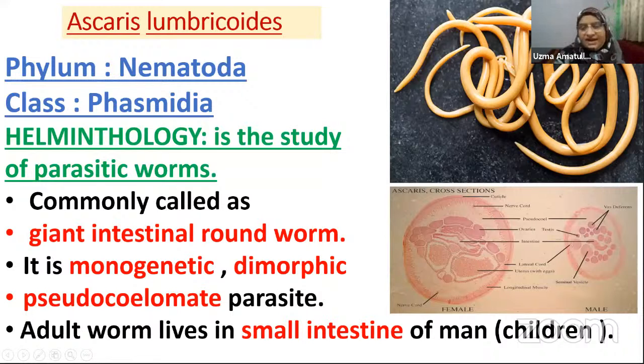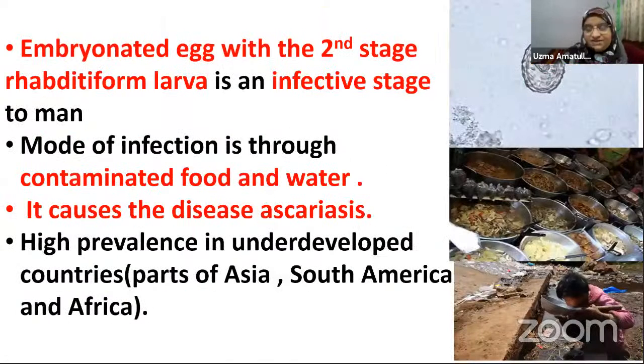Next, the embryonated eggs, which are the infective stage to man. Second stage, rhabditiform larva is an infective stage. Remember this important point. The mode of infection is through contaminated food and water. Now, where it is seen, it is seen in the underdeveloped countries, where proper sanitation program is not followed, where the sewage pipelines are not laid. When the water is flowing, the drainage water or the excreta is open.